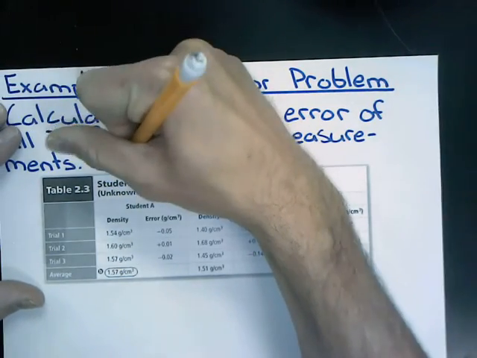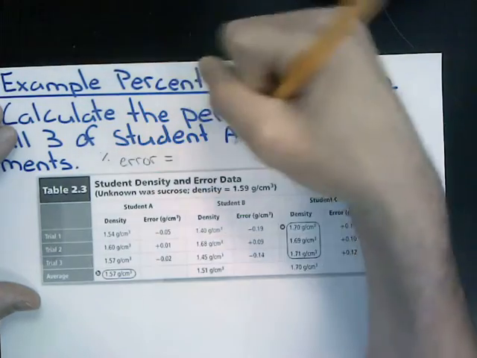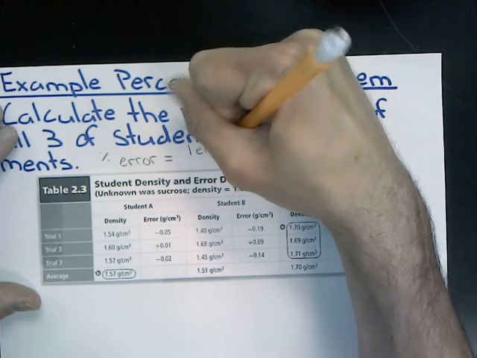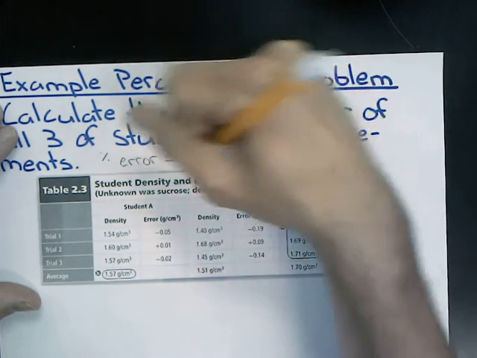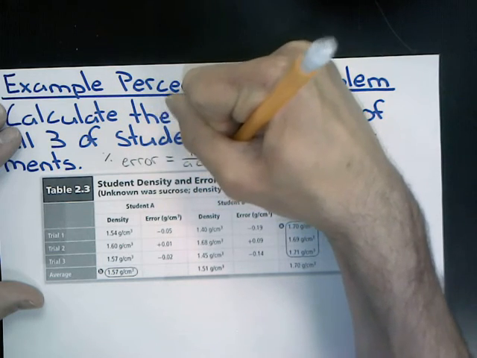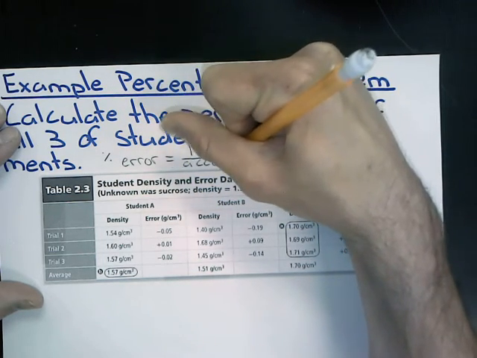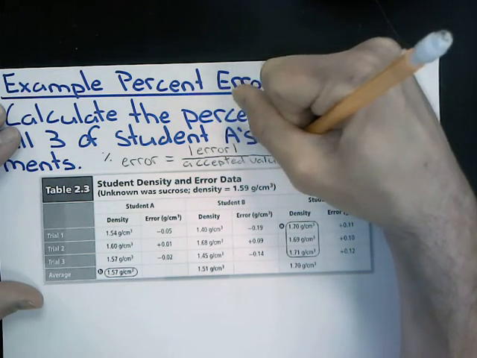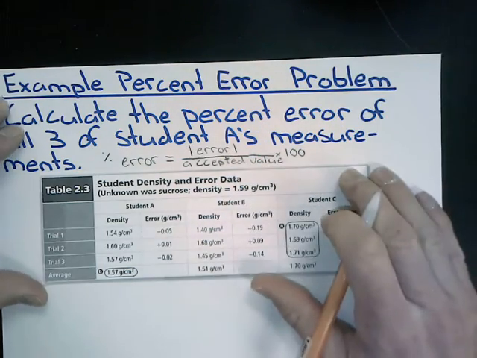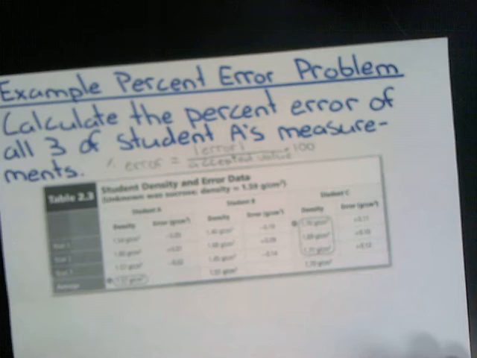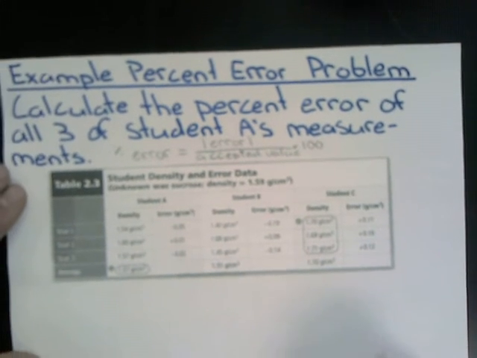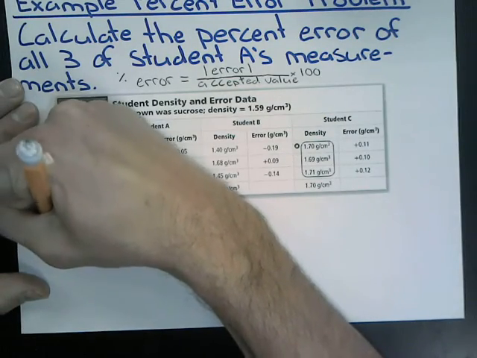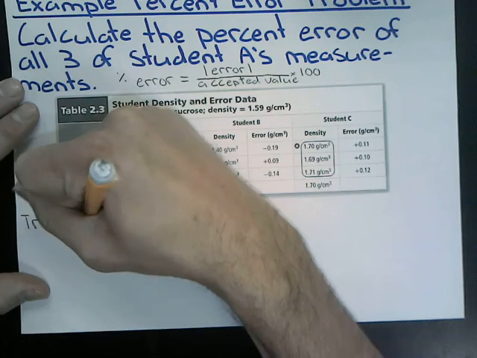The percent error is equal to the absolute value of the error, all divided by the accepted value, times 100 to get us into percent. Okay, so we are going to use this formula in each of the trials. So we'll start out here with trial 1. So trial 1 gave us this.